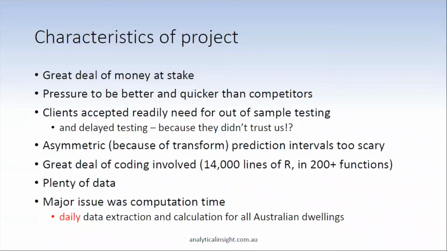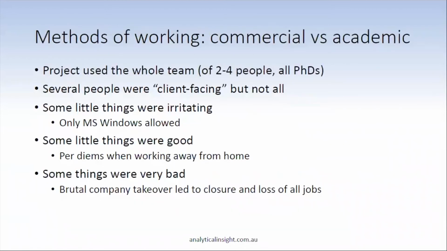Weird things like the prediction intervals, which were asymmetric, they did not like that at all. They would not accept asymmetric prediction intervals. They wanted plus or minus, they wanted a standard deviation. They wanted to keep calling it a standard deviation. No, it wasn't, because they were percentile based. Anyway, as I said, the thing that made it hard was that it had to be done daily.